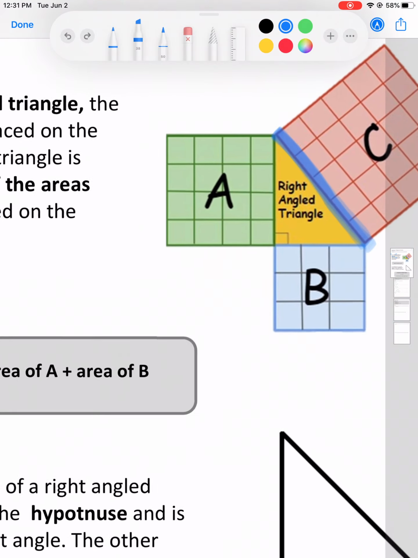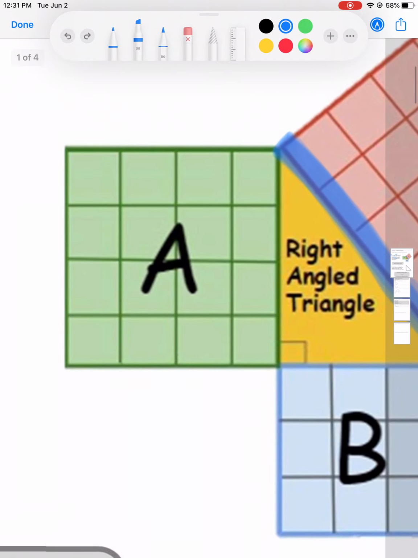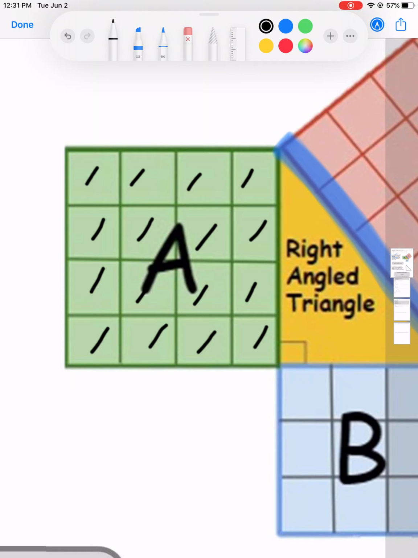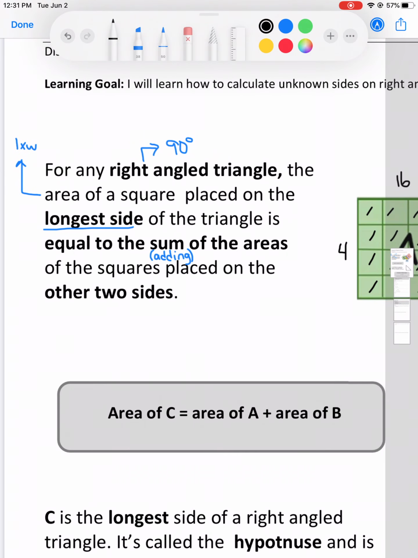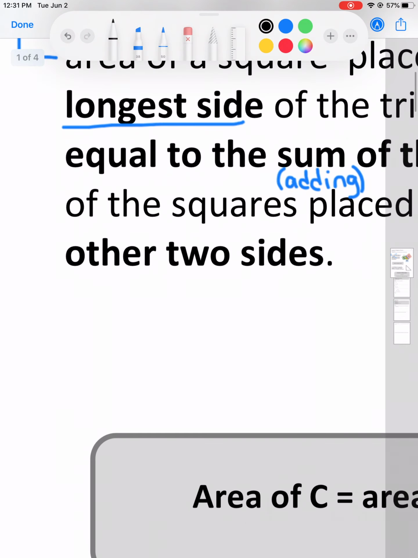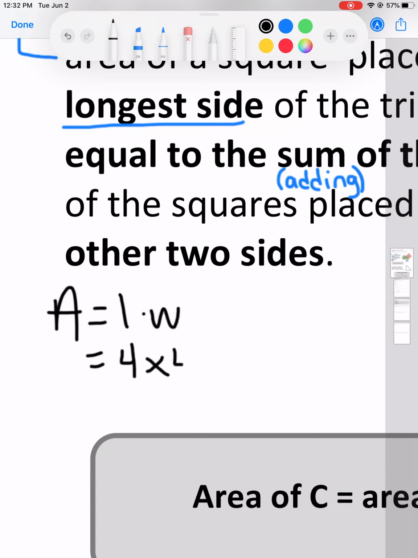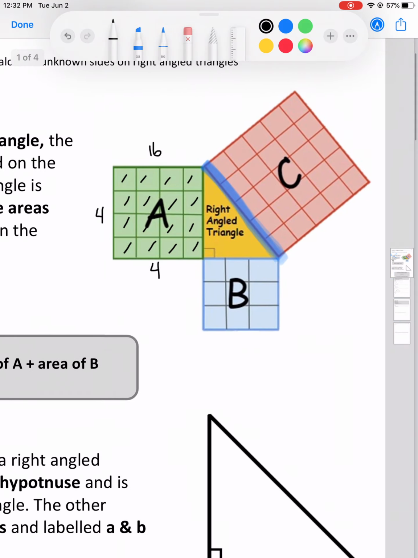I'm going to look at A first. We've got to count the number of squares. So you can do 1, 2, 3, 4, 5, 6, 7, 8, 9, 10, 11, 12, 13, 14, 15, 16. Okay, so there are 16 squares there. Another thing you could have done is 4 by 4, because area is equal to length times width, which is 4 by 4, which is 16.